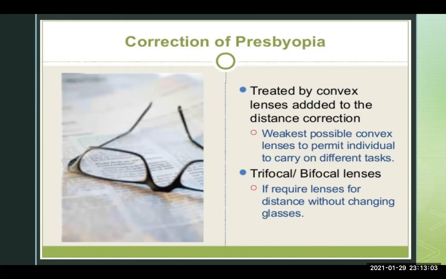Maybe bought as separate glasses, glasses for distant vision and another one for near vision, or maybe made in one pair of glasses by bifocal lenses or trifocal lenses or multifocal lenses.